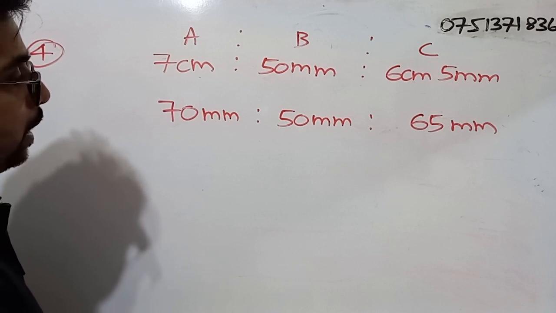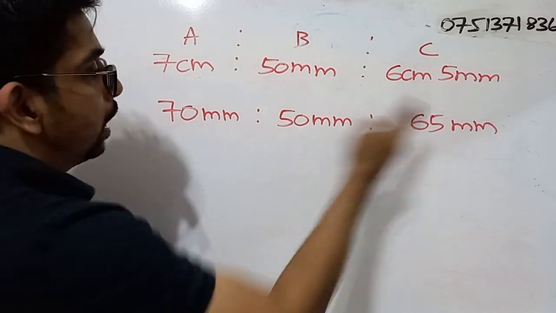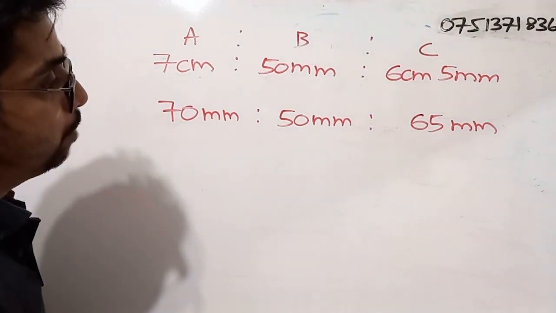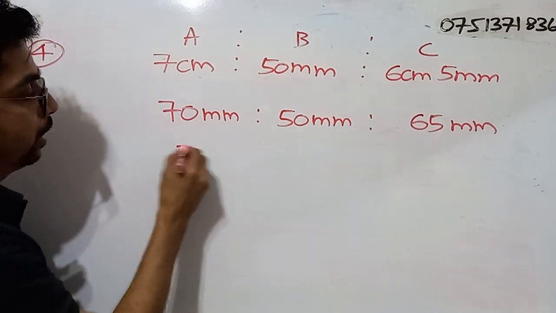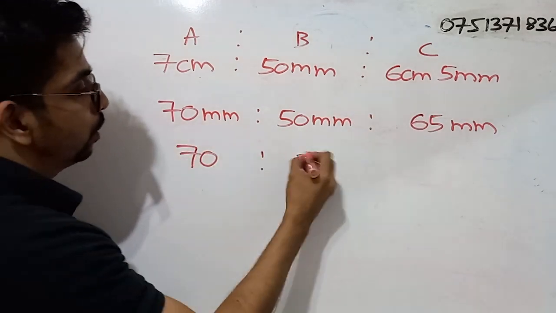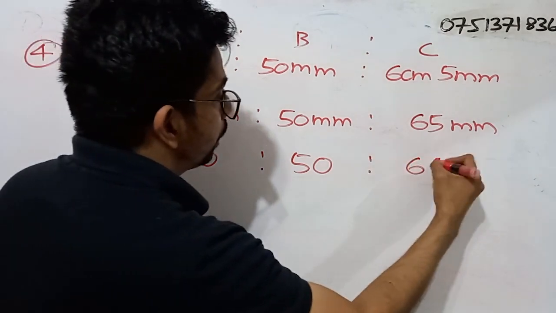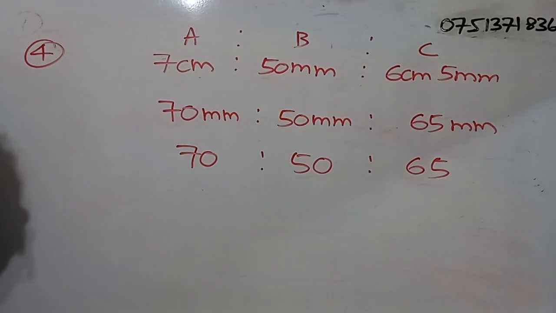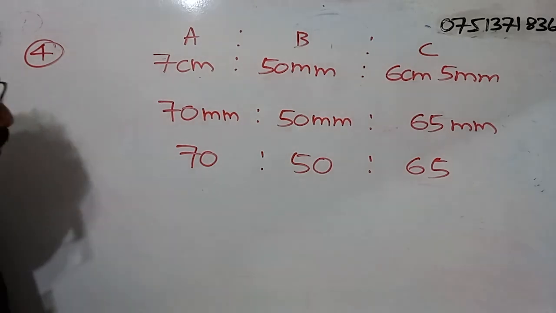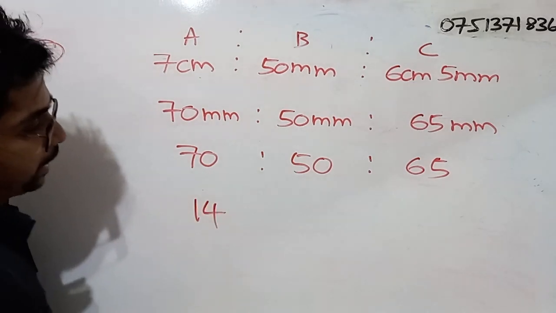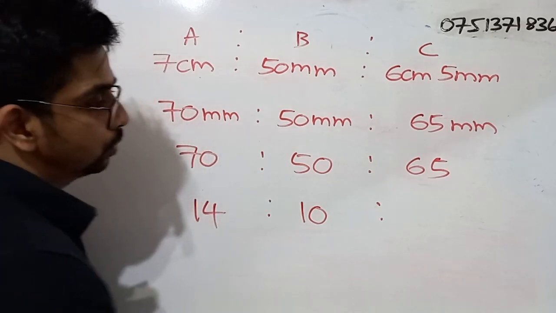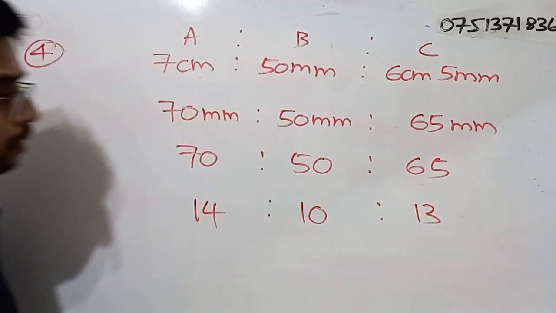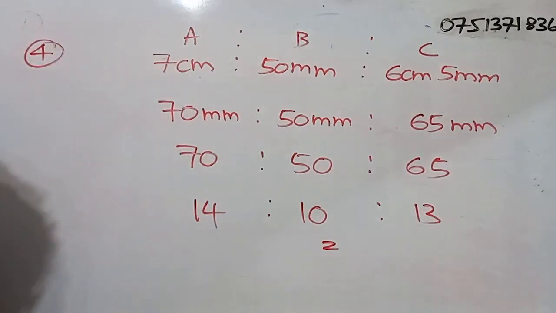Right, so now we will write down the ratio. So as we can see, the three terms are converted to the same unit. So we will write ignoring the units, right? So 70, 50, 65. Now we will divide all three of them by 5. So this becomes 14 to, this becomes what? 10 to 13. So this is the answer.